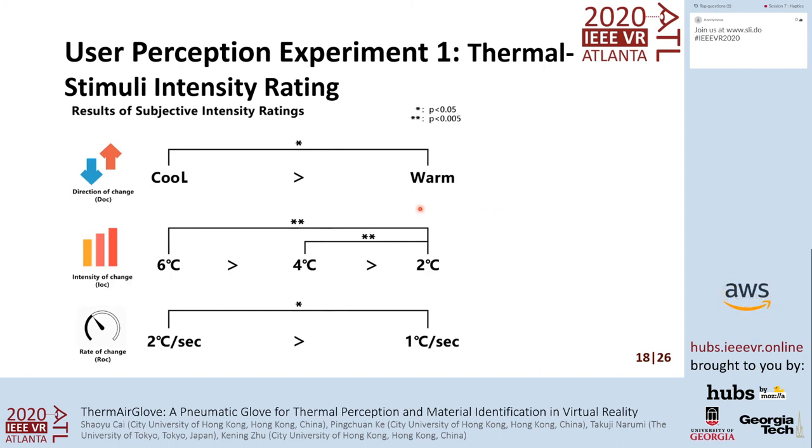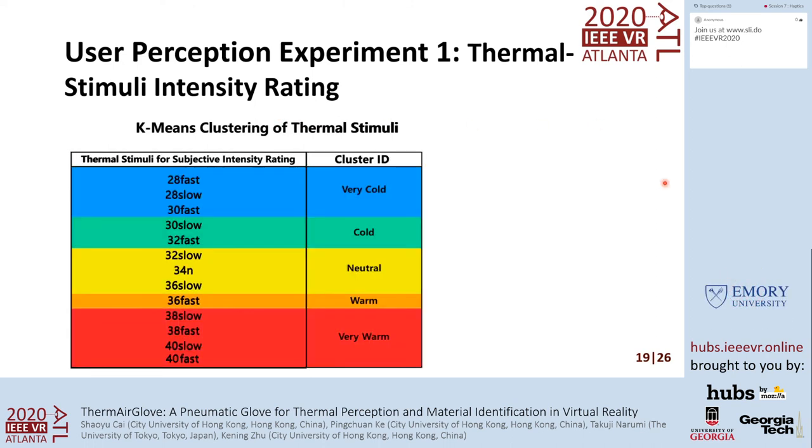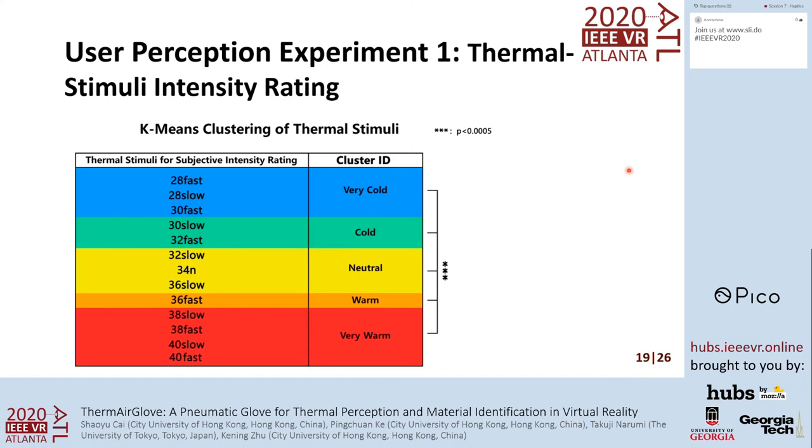The results show that the cooling sensation is more intensive than the warming sensation, and there is a significant difference in intensity of change between 2 degrees and 6 degrees and 2 degrees and 4 degrees. And the fast rate of change is significantly more intensive than the slower rate. In addition, we performed K-means clustering to classify 30 stimuli. The results showed our system could generate 5 distinguishable levels of stimuli from very cold to very warm. Post hoc pairwise tests show significant difference of thermal intensity rating between levels.